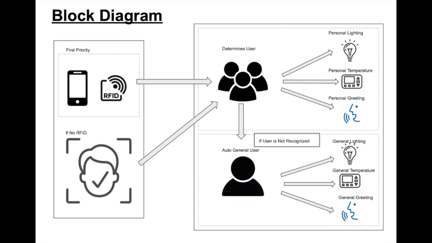This is the block diagram of our project. It starts with the RFID tag to determine the user. If there's no RFID, it will use facial recognition. Once the user is determined, it will determine a personal lighting, personal temperature, and personal greeting.